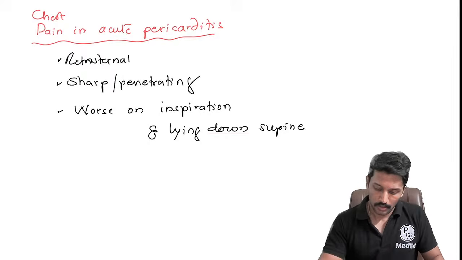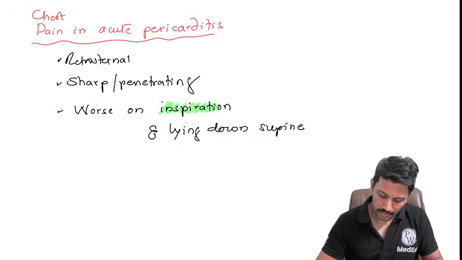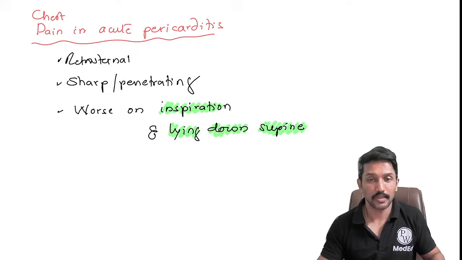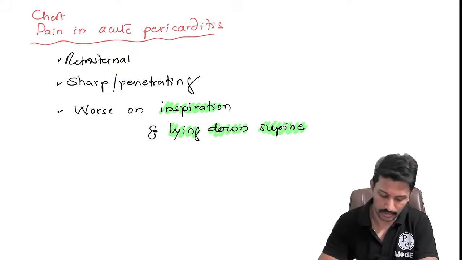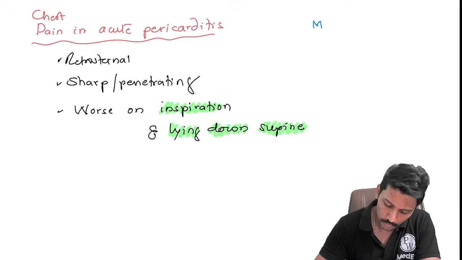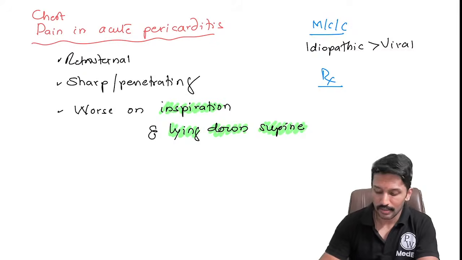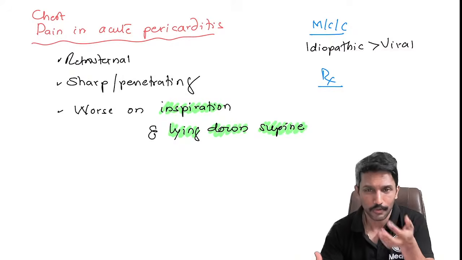Okay. So if any question is talking about pain that is worse on inspiration and on lying down, and you're seeing some ST elevation which is concave with PR depression in multiple leads, you know you're talking about acute pericarditis. Remember, if they're asking you what is the most common cause of acute pericarditis, idiopathic is the most common cause, followed by viral. And when it comes to the treatment of acute pericarditis, because the most common is idiopathic and second most common is viral, we don't have anything specific to treat.